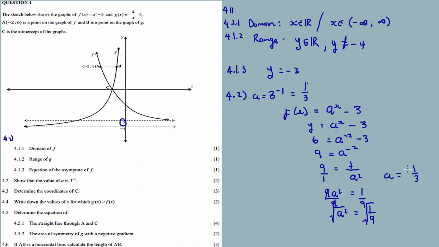Actually it's plus or minus, but since the base must be positive, we are only interested in the positive value. So a is equal to 3 raised to exponent minus 1. Now we will improve on this. I know it's 2 marks, but this is the longer way because I'm explaining. You can make this method shorter.